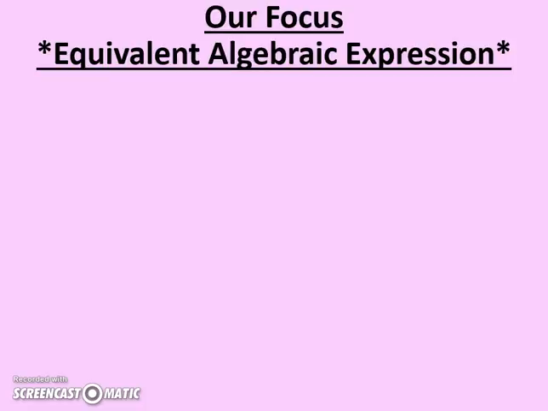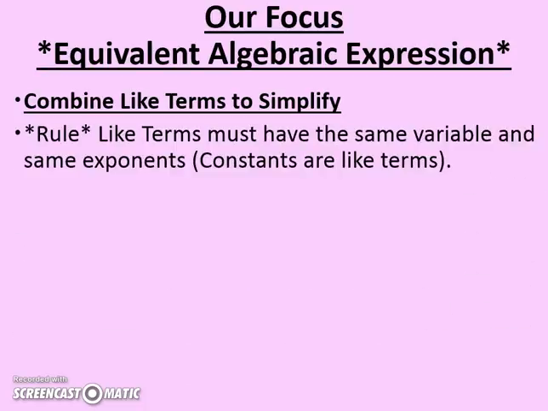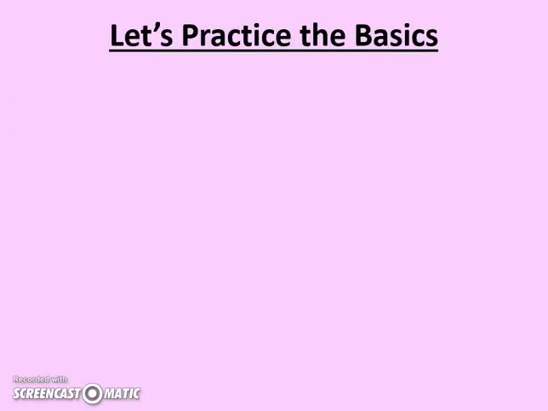So with our focus on equivalent algebraic expressions, we're going to learn to combine like terms to simplify. The rule is that like terms must have the same variable and same exponent. Constants are like terms with only themselves, not with any type of variable. So let's practice the basics.